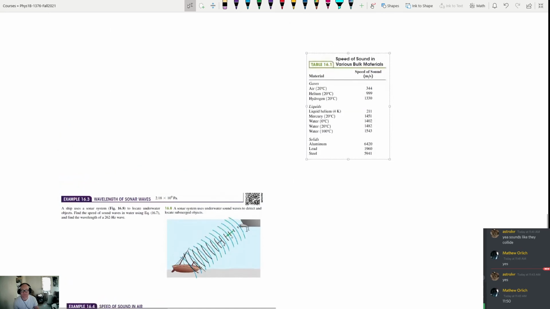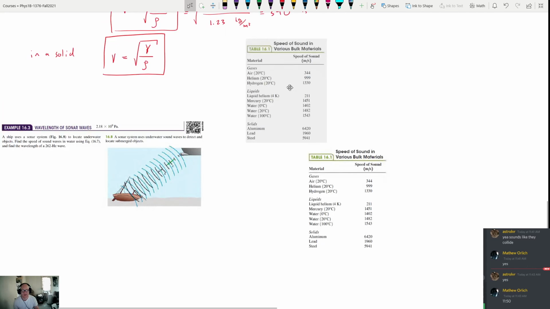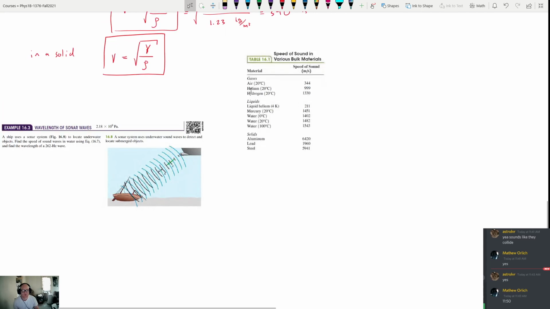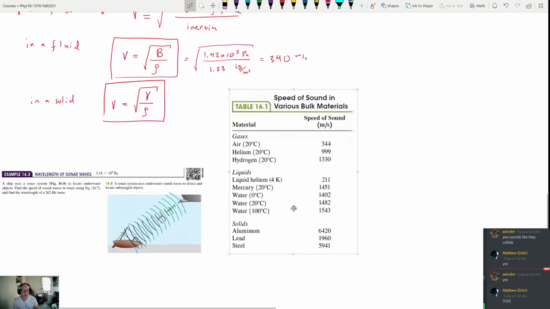Okay, so here are some examples of the values of the speed of sound in various materials. You can look at this and talk about it. So in gases, we have the speed of sound in air, helium, and hydrogen. Helium has a higher speed, probably because the bulk modulus is maybe bigger, but definitely the density of helium will be lower than the density of air. Hydrogen will have the least density, so the speed of sound in hydrogen is going to be really high.